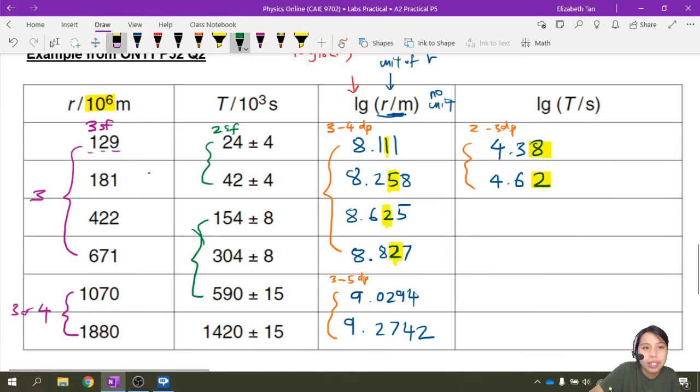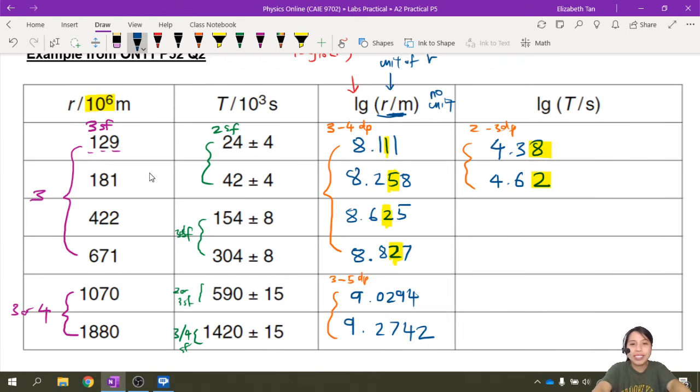It's a controversial one again. So these two are 3 DP, 3 SF. This one is 2 or 3 SF. See, so many possible answers, right? This one is 3 or 4 SF. Up to you. As long as you write any of the correct answers, you should be fine.